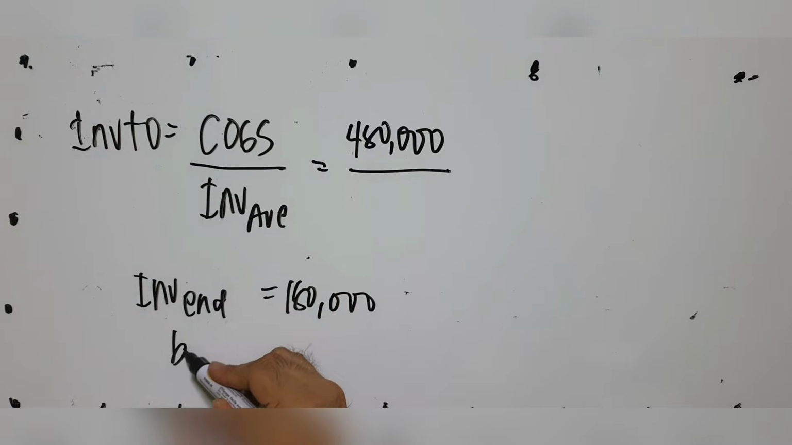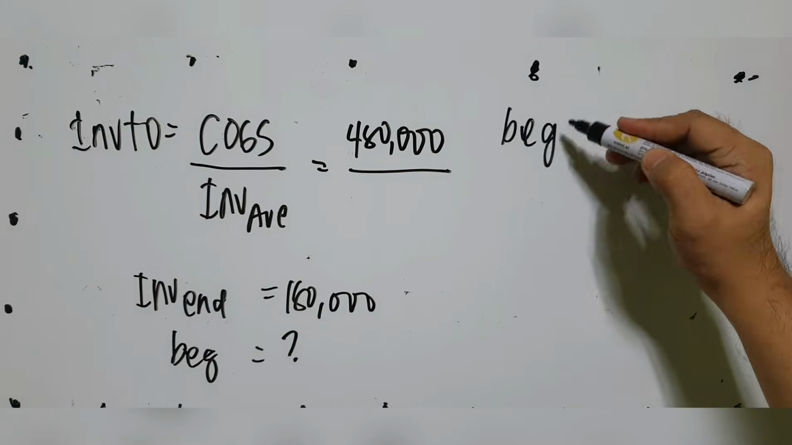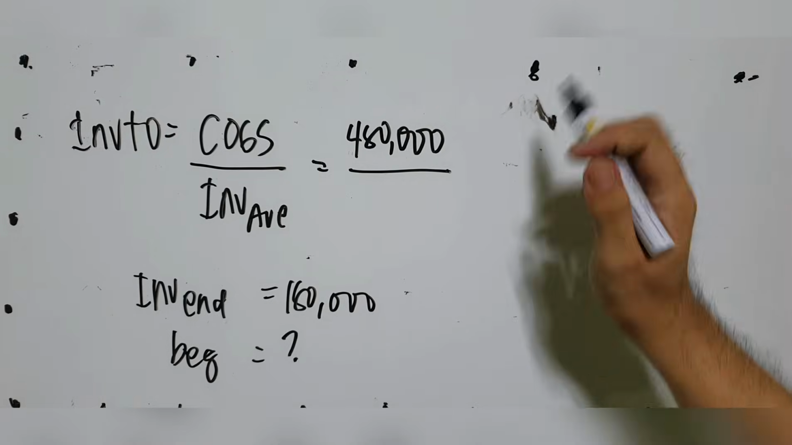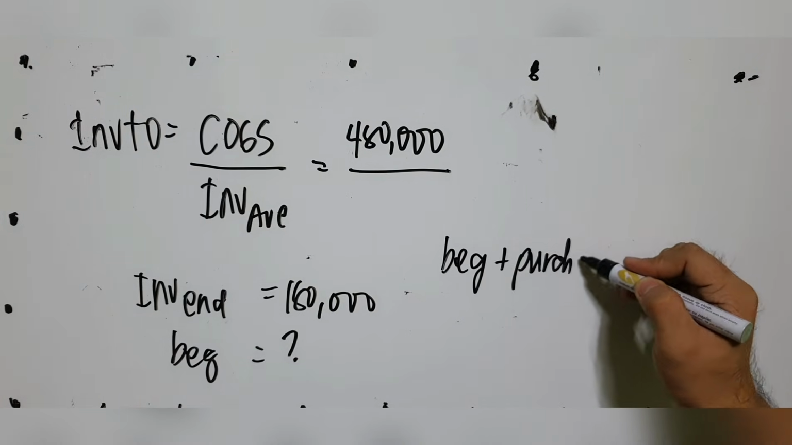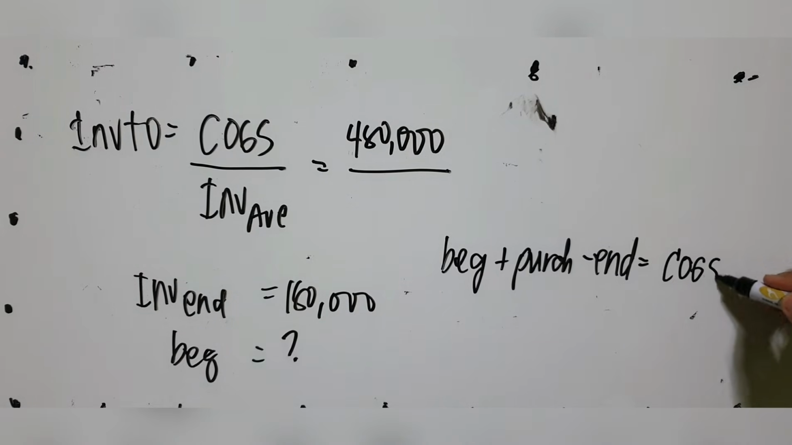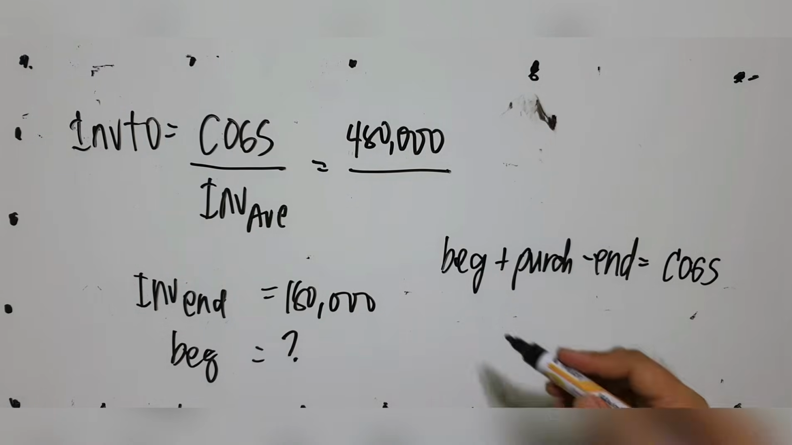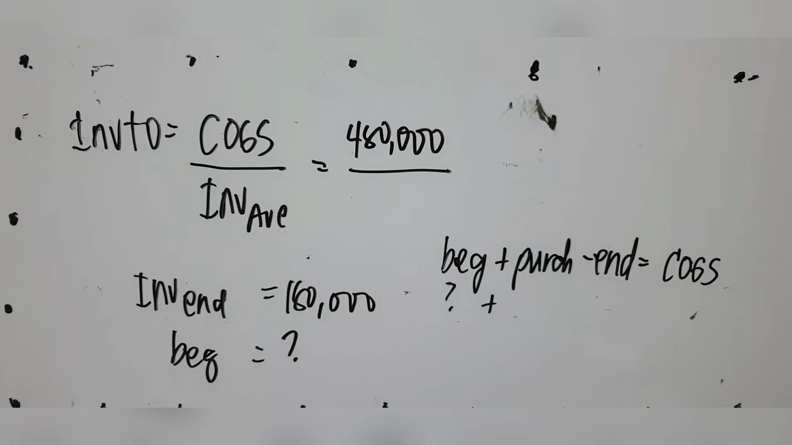180,000. So, yung beginning natin ay hindi natin alam. Okay? But, we know the purchases. So, if we remember, beginning plus purchases less ending is equal to your cost of goods sold. Okay? So, beginning ang nawawala. May purchases tayo na, how much is our purchases?